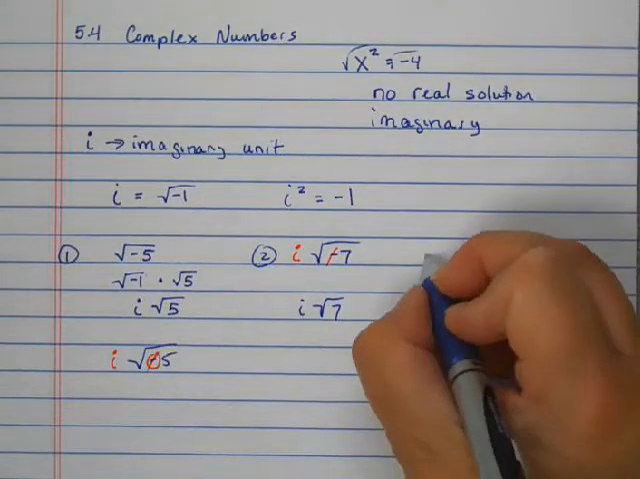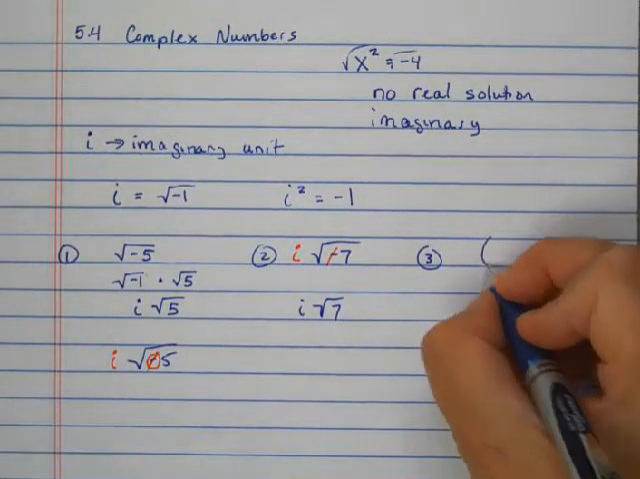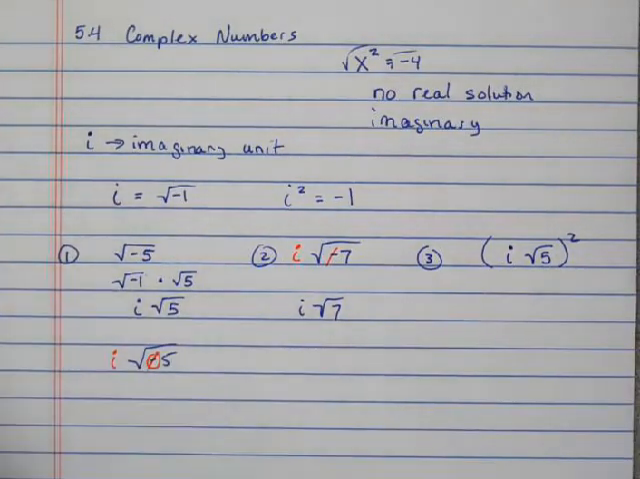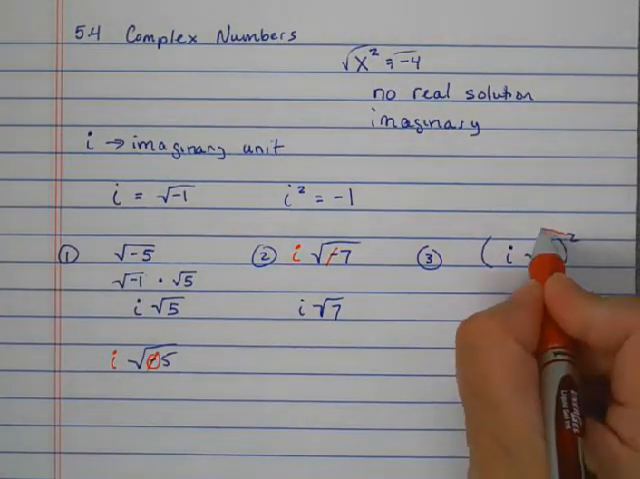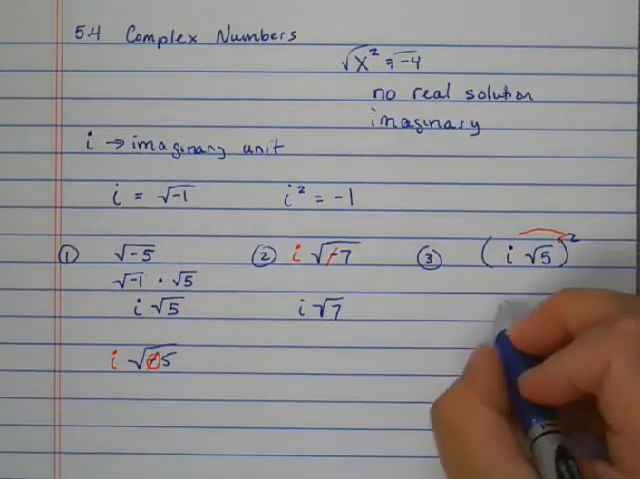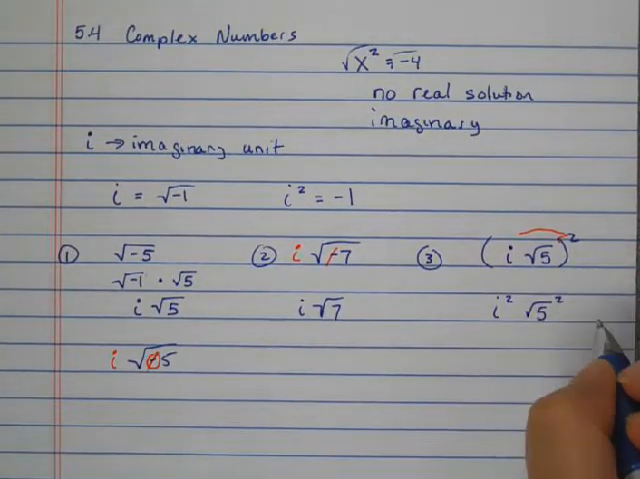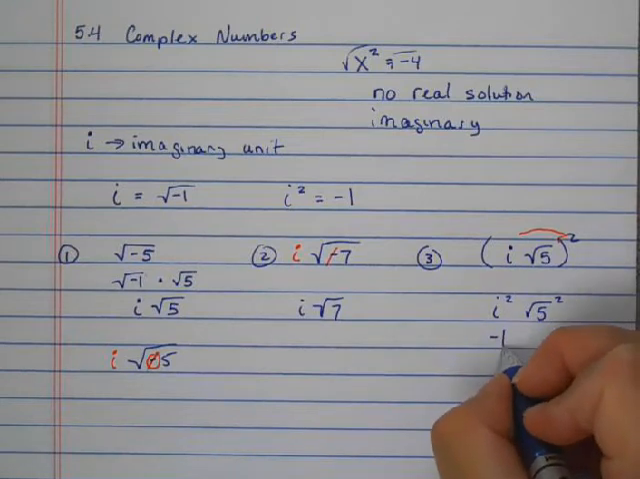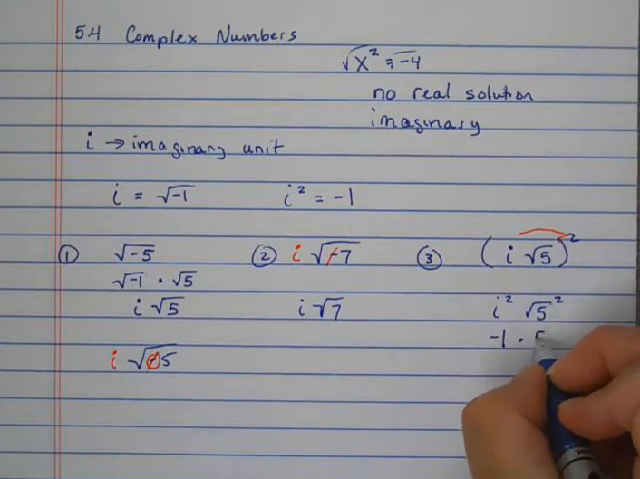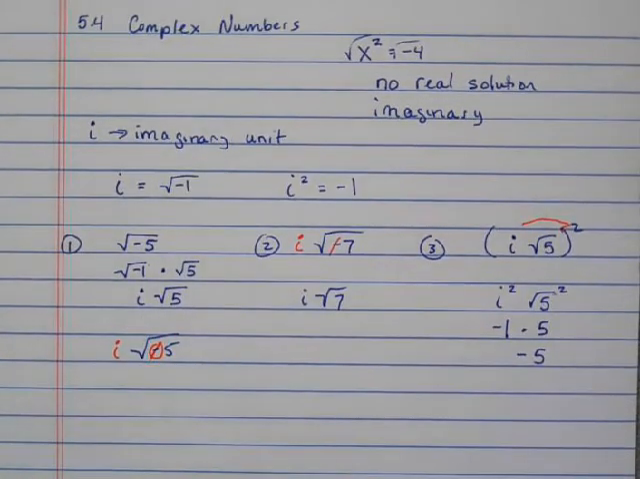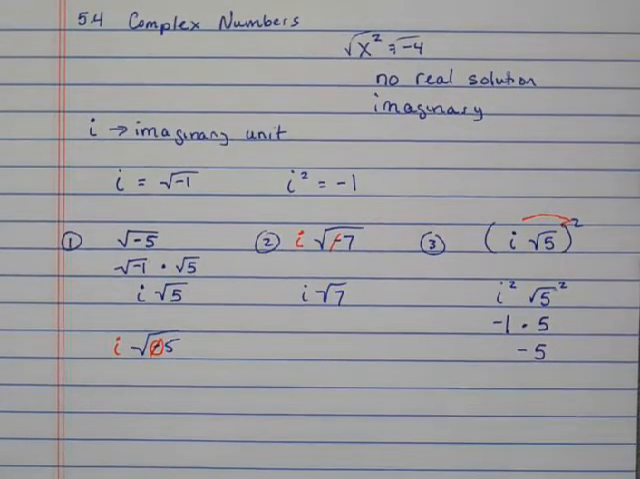Okay, what about a problem like this? Parenthesis, i square root of 5, squared. So here I'm going to square both terms. So I get i squared times square root of 5 squared, and i squared is -1, and square root of 5 squared is 5. So the answer to this one, a simplified version, would just be -5. Now we're going to work more and more with that. We're going to first go into solving.